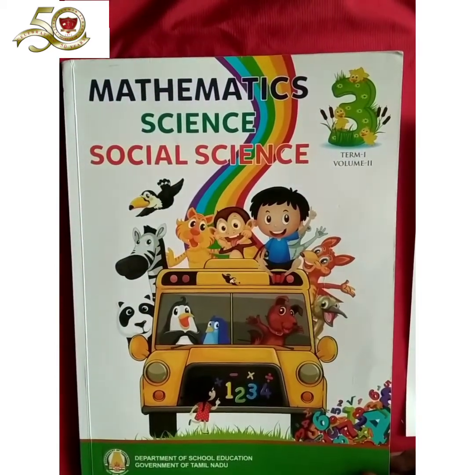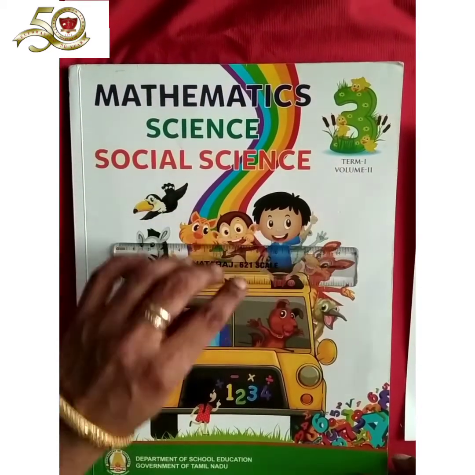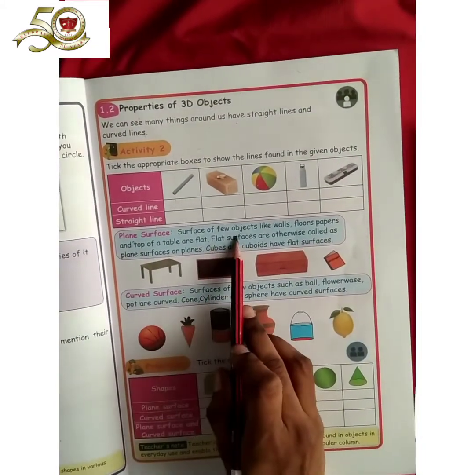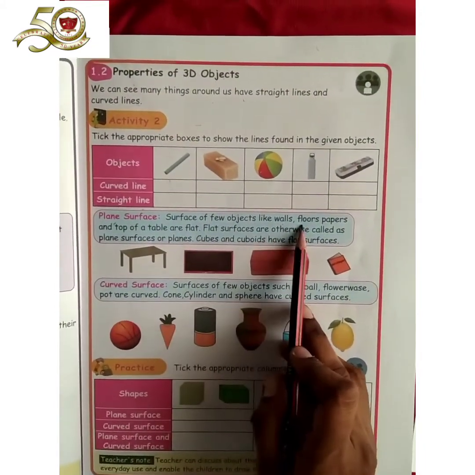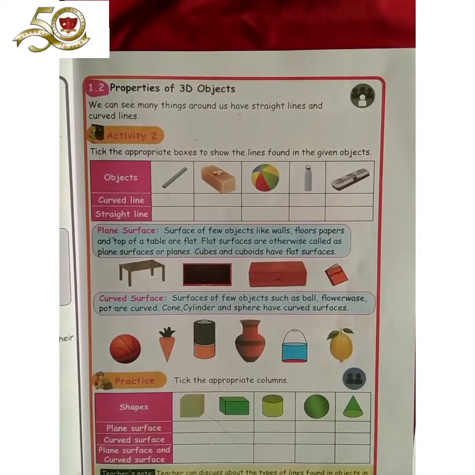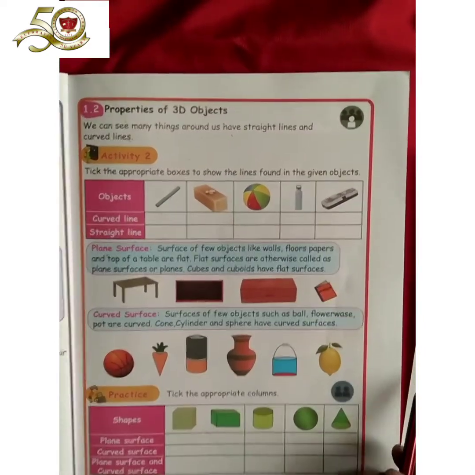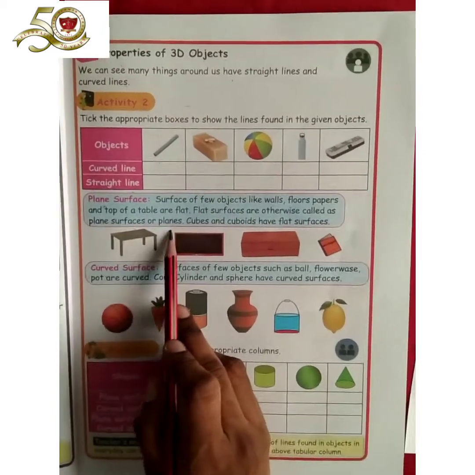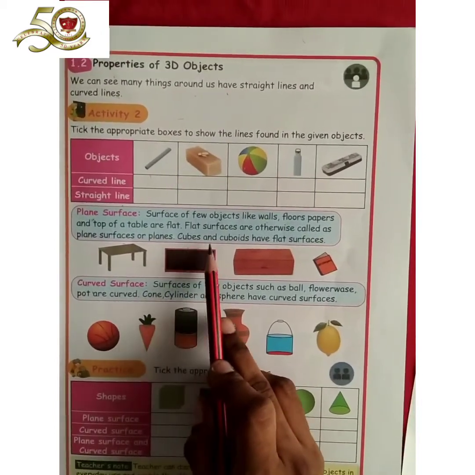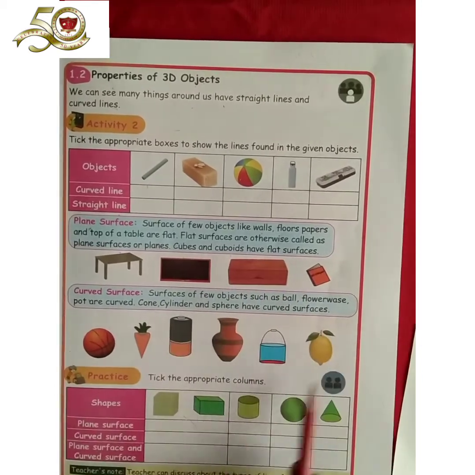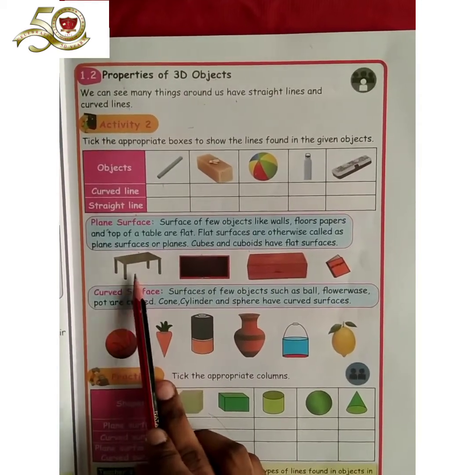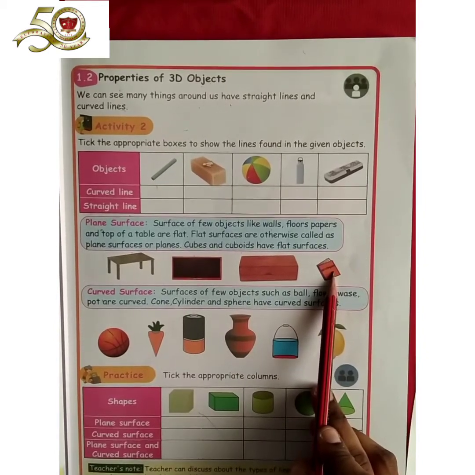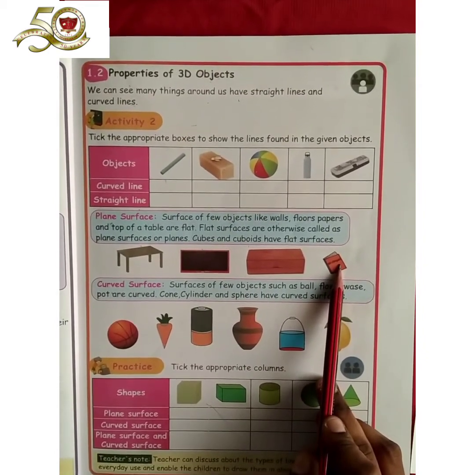So one more thing I am going to show you, the scale. It's a plane surface. The plane surface is nothing but the wall, floor, papers and top of a table, or flat. It is nothing but a flat surface, otherwise called plane surface or planes. Examples: cubes and cuboids. And here they are given table, blackboard, a box and a book. These are examples for plane surface.